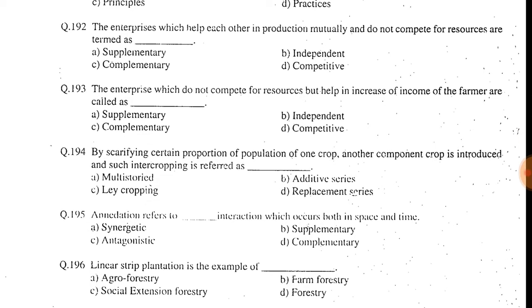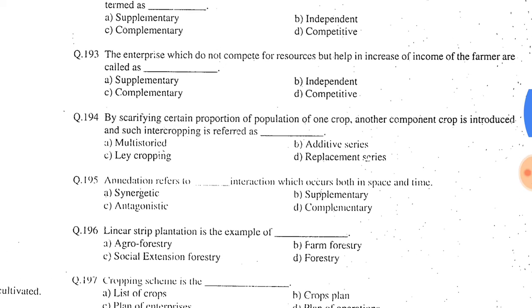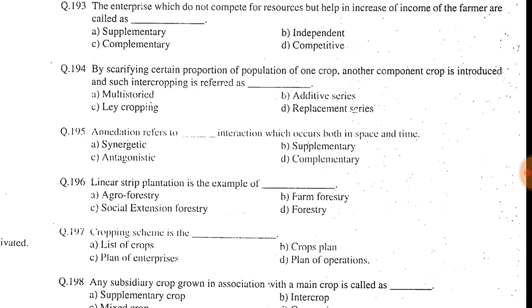192. The enterprises which help each other in production mutually and do not compete for resources are termed as complementary. 193. The enterprises which do not compete for resources but help in increase of income of the farmer are called supplementary. By sacrificing certain proportion of population of one crop, another component crop is introduced, and such intercropping is termed as replacement series. Annidation refers to complementary interaction which occurs both in space and time. 196. Linear strip plantation is an example of social extension forestry.